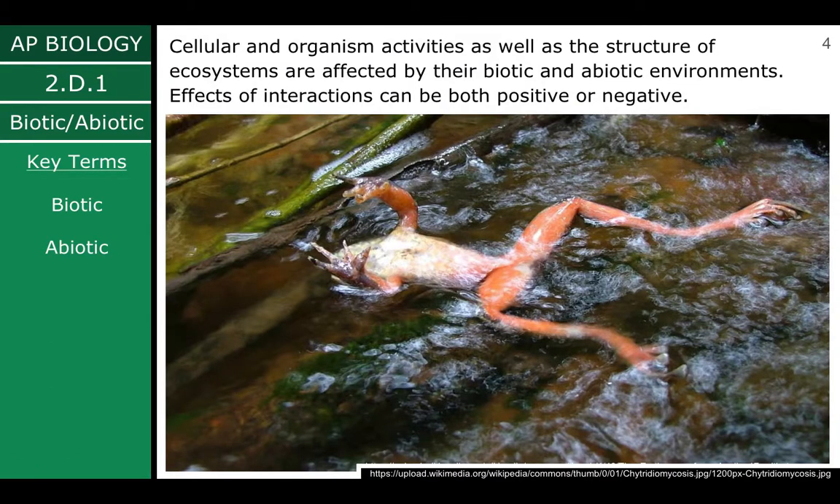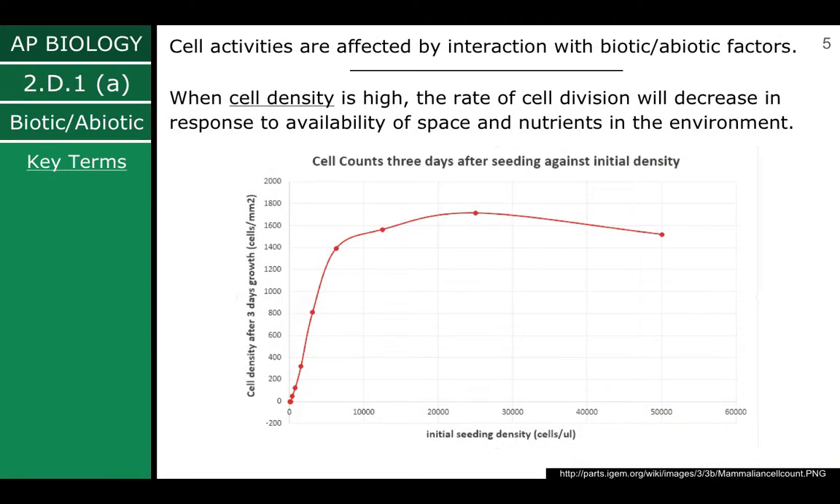So cellular and organism activities, as well as the structure of ecosystems, are affected by their biotic and abiotic environments. They can be both negative or positive interactions. So cell activities are affected by interaction with biotic and abiotic factors. When cell density is high, the rate of cell division will decrease in response to availability of space and nutrients in the environment.